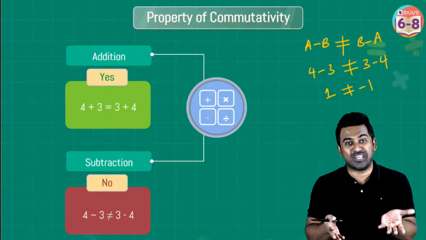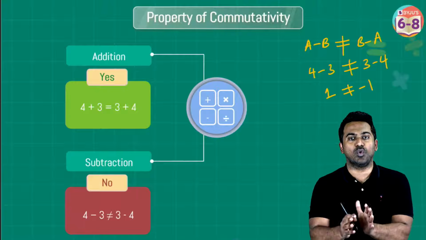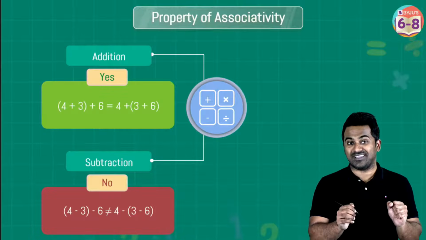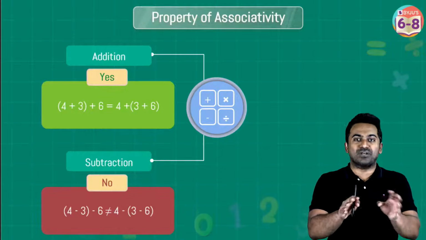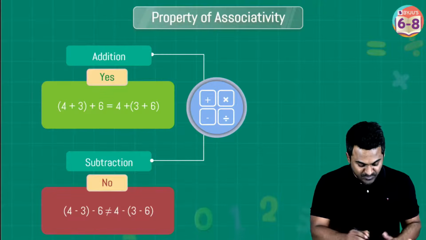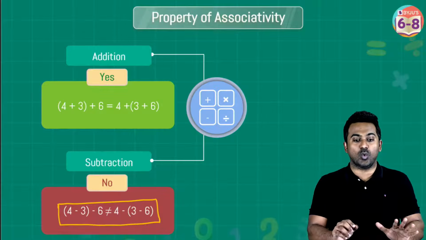And we know 1 is not equal to minus 1. So that's the reason why subtraction does not follow commutativity. Now let's check out, does subtraction follow associativity? Of course, no again, because you can't just combine numbers like you can with addition, changing the brackets. Because have a look at this example. The left hand side and the right hand side are not going to match.